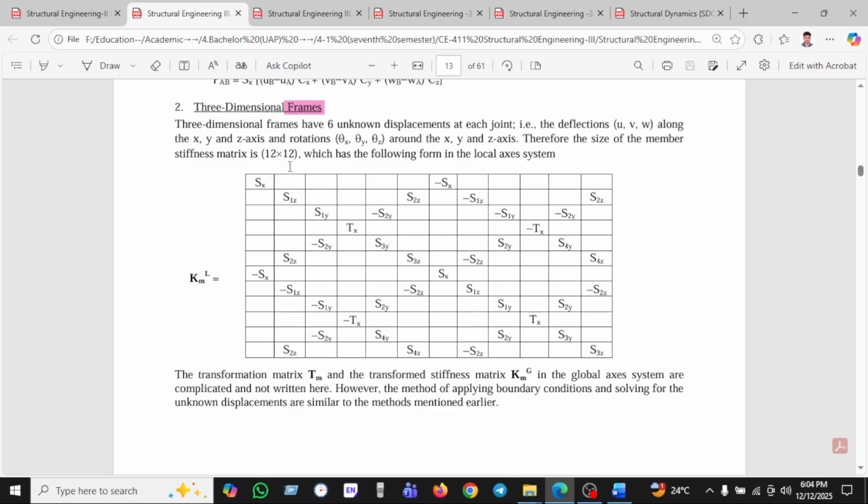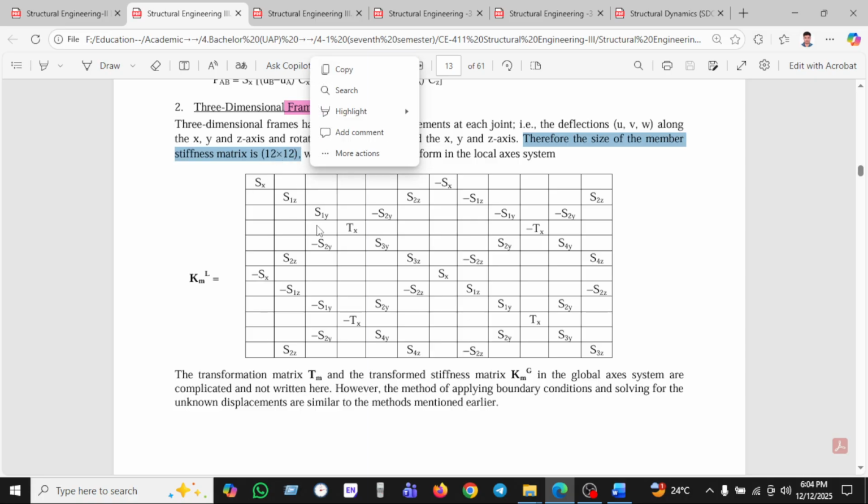We can see here the three-dimensional frame. The three-dimensional frame has six unknown displacements at each joint: deflections U, V, and W along the X, Y, and Z directions, and rotations θx, θy, and θz around the x, y, and z axes. Therefore the size of the member stiffness matrix is 12 by 12.